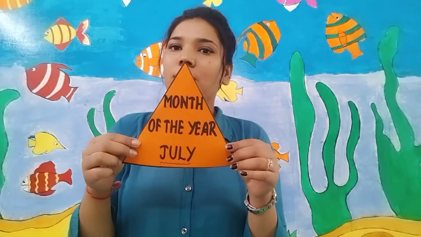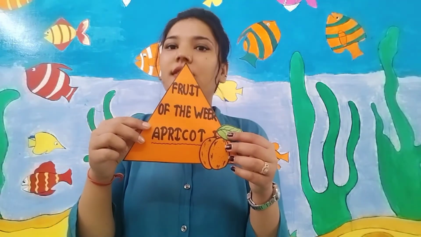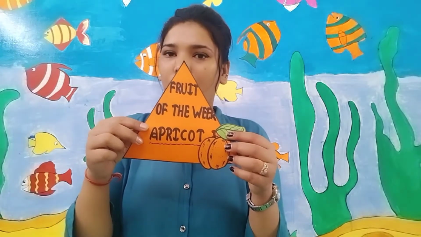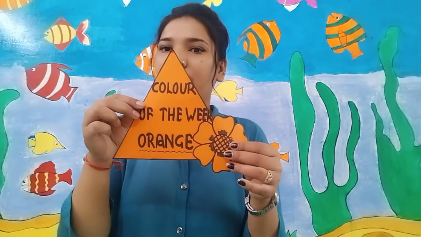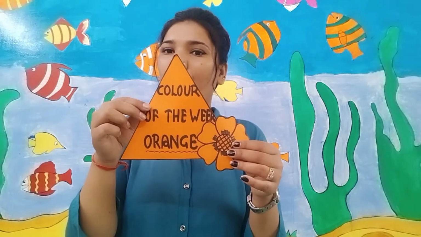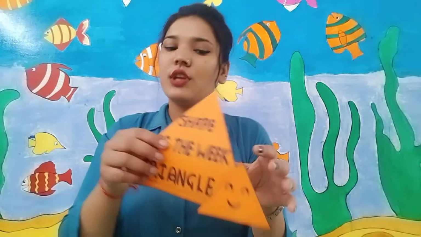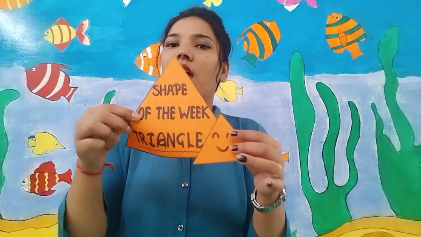Month of the year is July. Fruit of the week is apricot. Color of the week is orange. O for orange. Shape of the week is triangle.